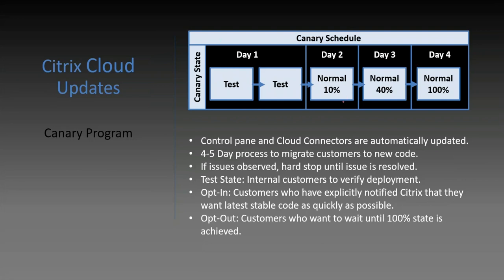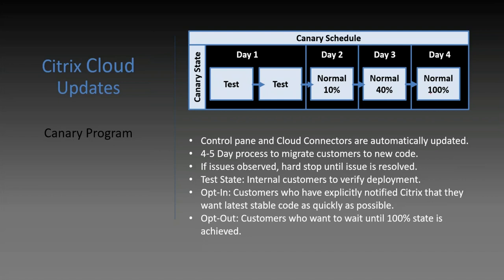Day 2, 10% of your users will be rolled out. Then by day 3, 40% of the customers will have the updates. And then by day 4, all the customers will then have the updates in the system.